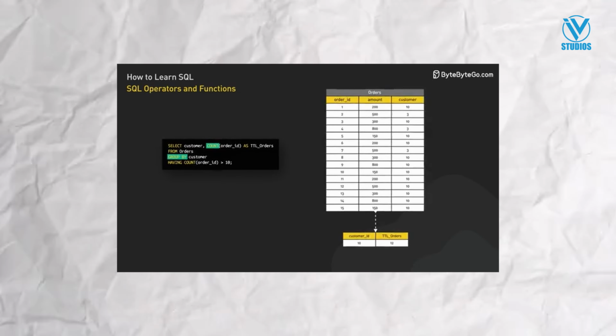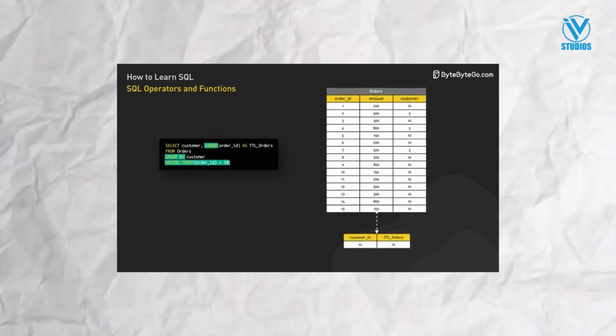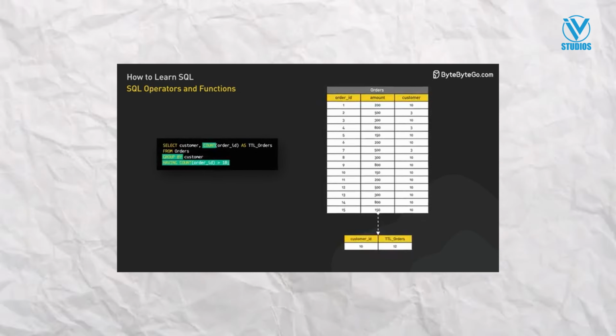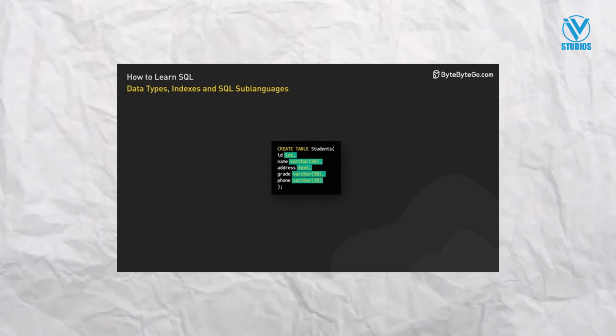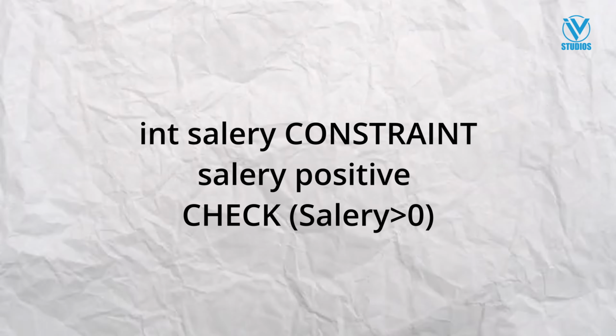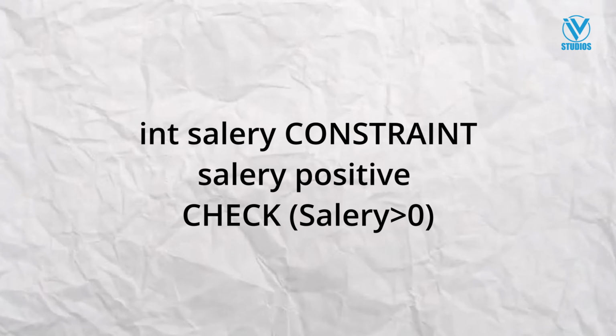For diagnostic and documentation purposes, it is often useful to know which constraint was violated following an action on the DB. For this purpose, it is possible to associate names with the constraints, for example, internal salary constraint salary positive check salary greater than 0.